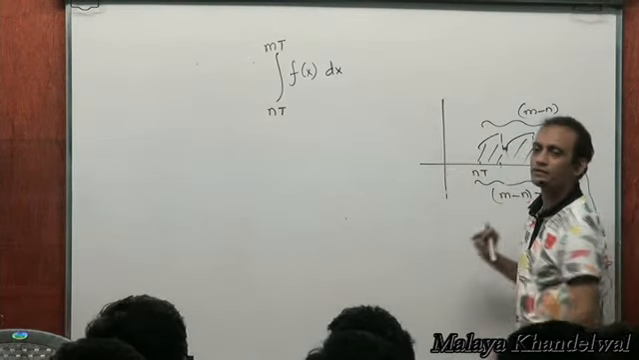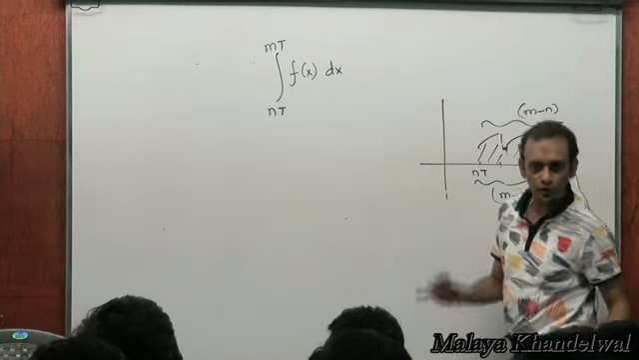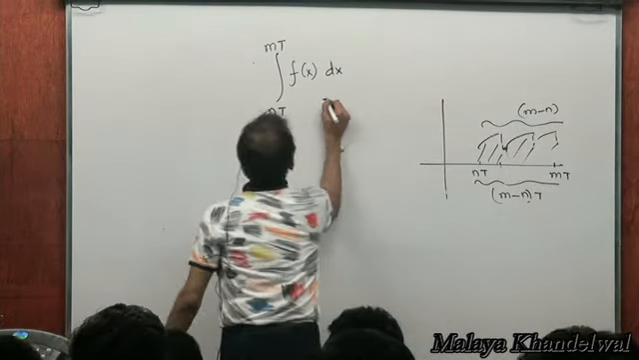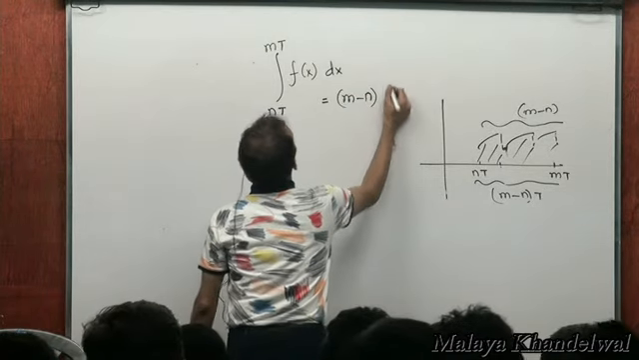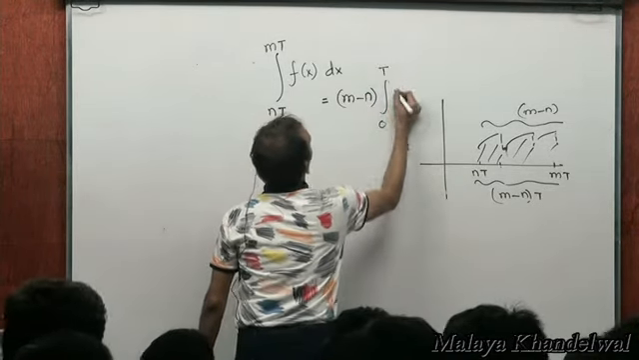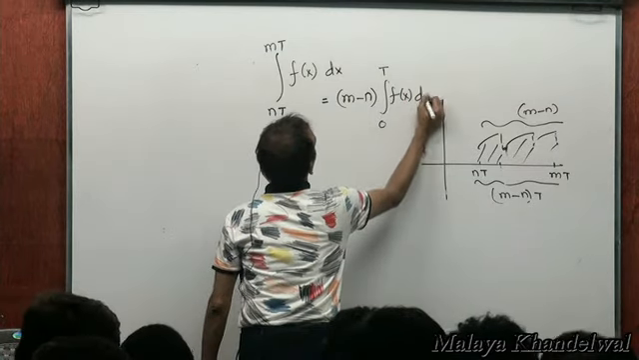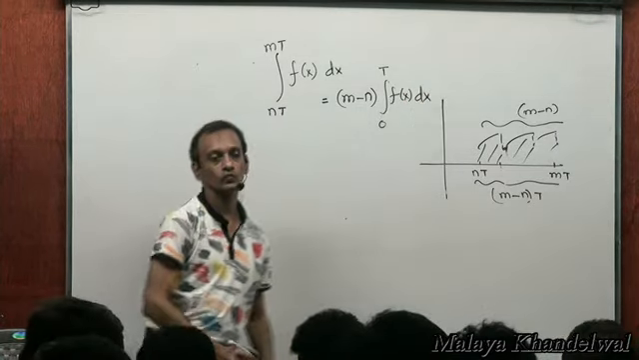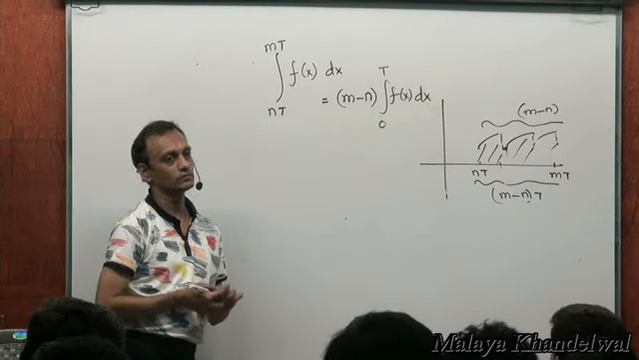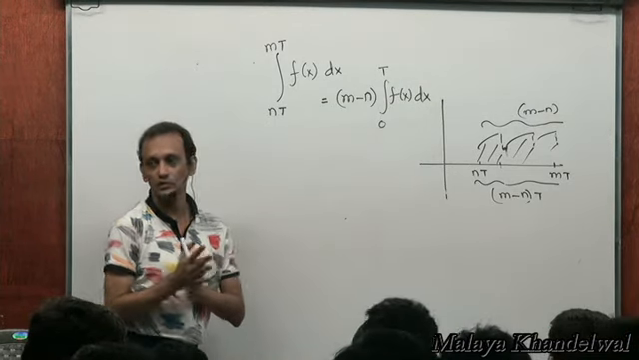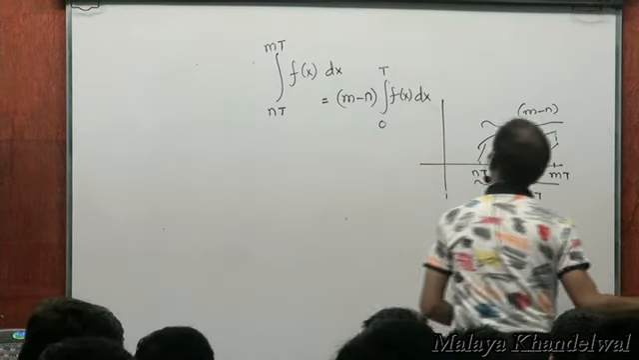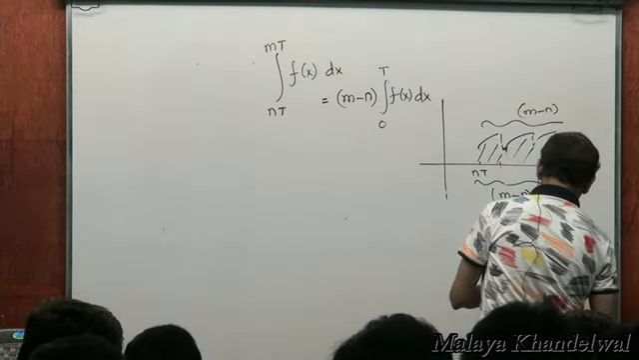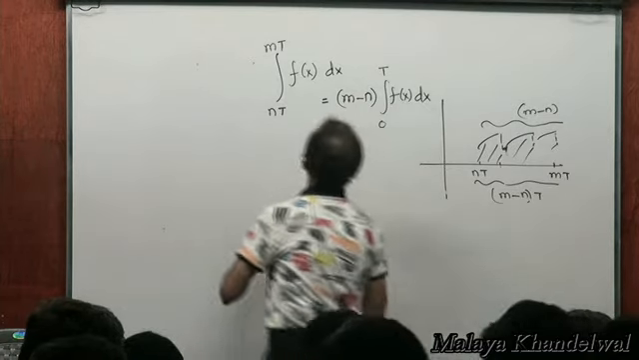But let's also get past this algebraically, purely algebraically. This is (m minus n) times the integral from 0 to t of f(x) dx. Let's see how this comes through algebraically.